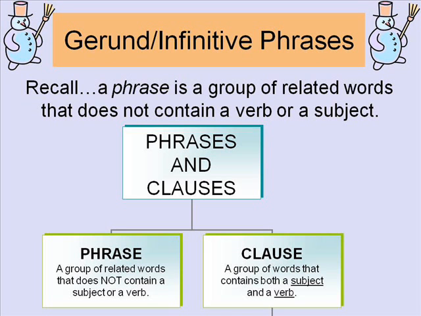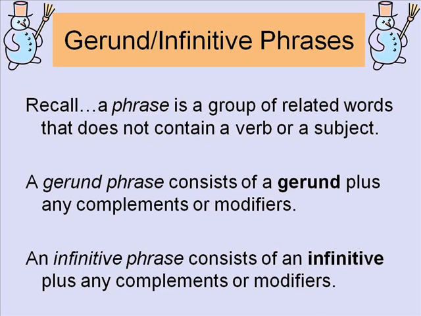Okay, so now we understand how to diagram infinitives. This gets a little bit more complicated, just like it did last time, because we have to talk about infinitive phrases. Remember that a phrase is a group of related words that does not contain a subject or a verb. Remember, a gerund phrase consisted of the gerund plus any complements or modifiers. Well, in the same way, an infinitive phrase is going to consist of an infinitive plus any complements or modifiers that it would have.